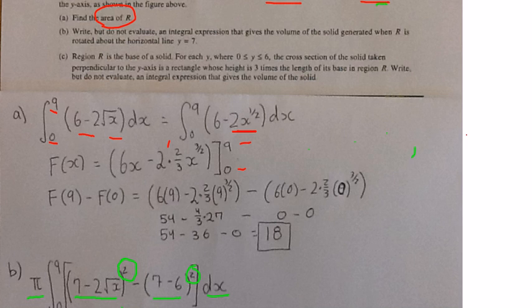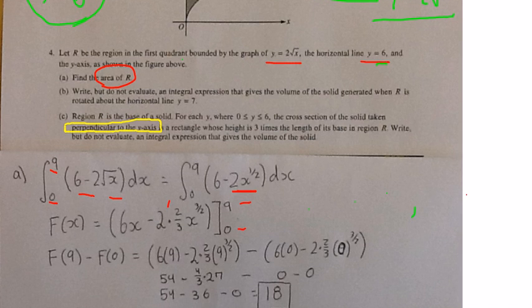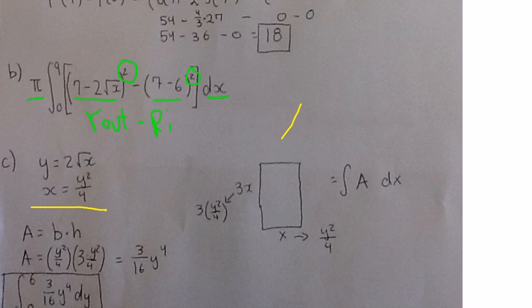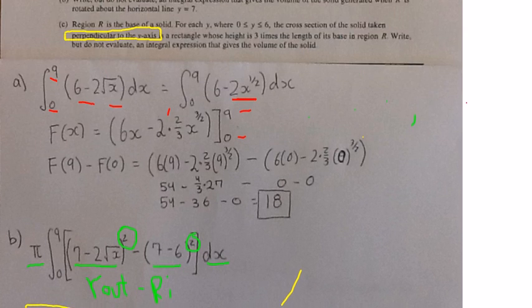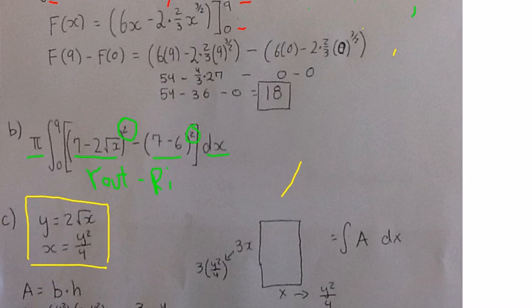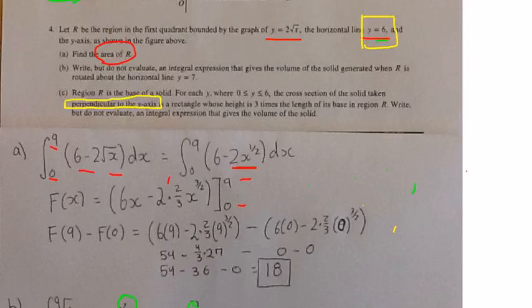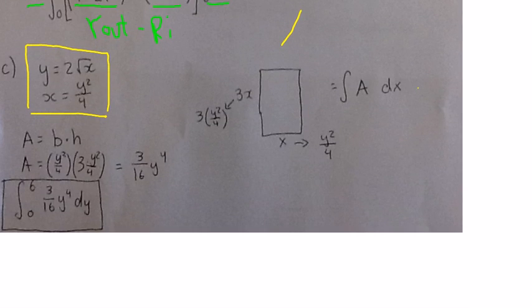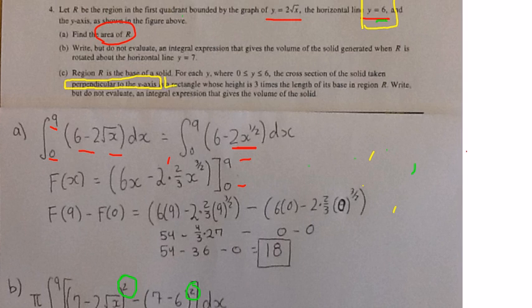Okay, so first thing that jumps out at me is perpendicular to the y-axis. So we know that we have to put our function in terms of y. So that's what I did right here. And you can just ignore y equals 6 because you can't really put that in terms of y. And it's irrelevant to our bounds. So then the second piece of information is that it's a rectangle whose height, oh wait, that was really bad. A rectangle whose height is 3 times its length.